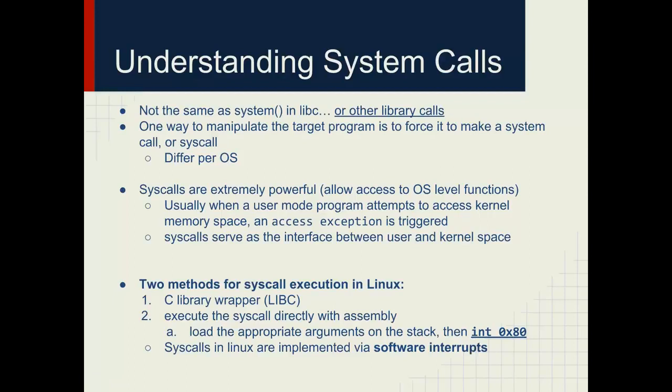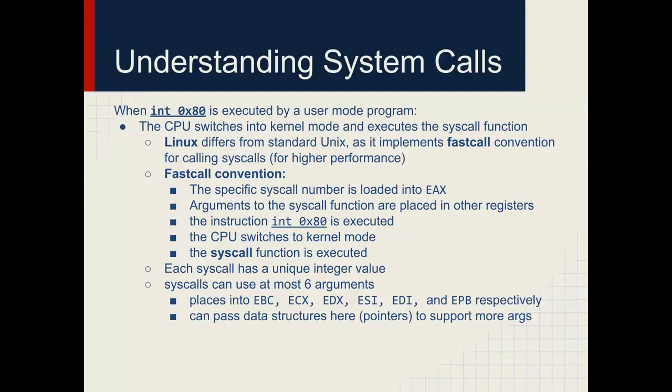There are alternative methods that I've heard of in different trap numbers, interrupt numbers rather, and we'll touch on them just a little bit. When the interrupt instruction int 0x80 or hex 80 is executed by a user mode program, the CPU switches into kernel mode and executes the function. The function is specified usually by some sort of index into a table of system calls.